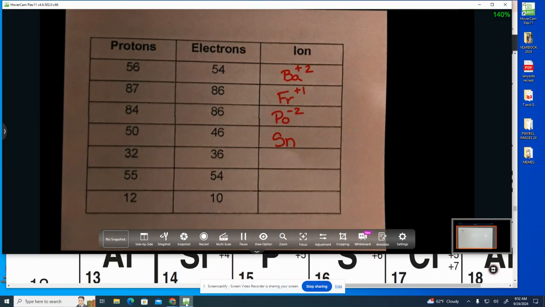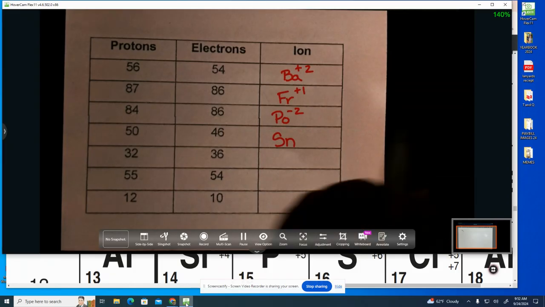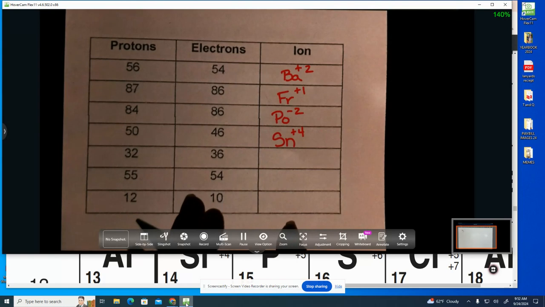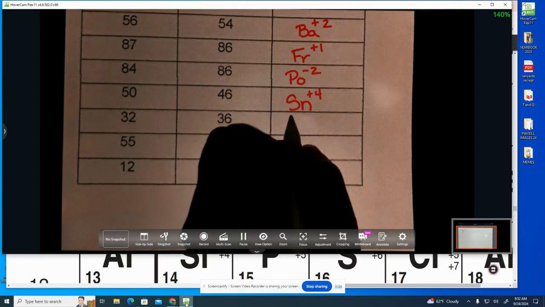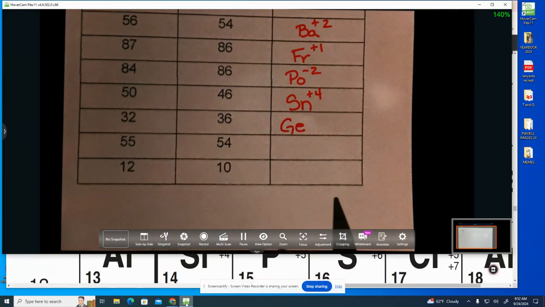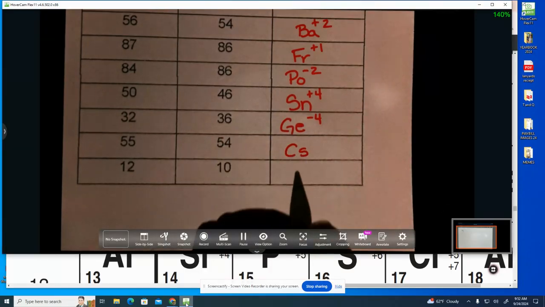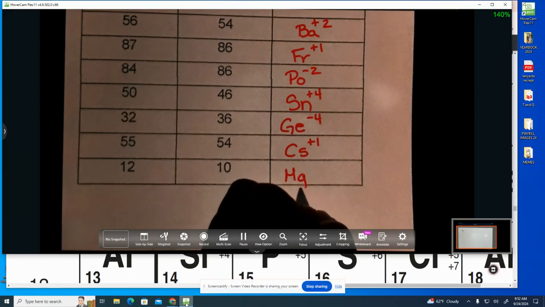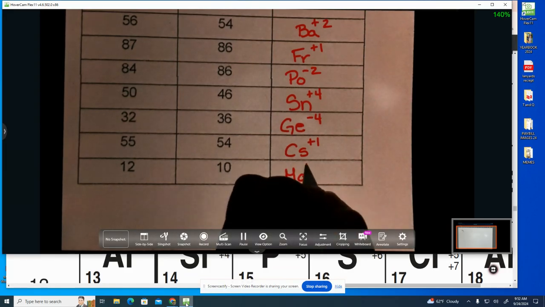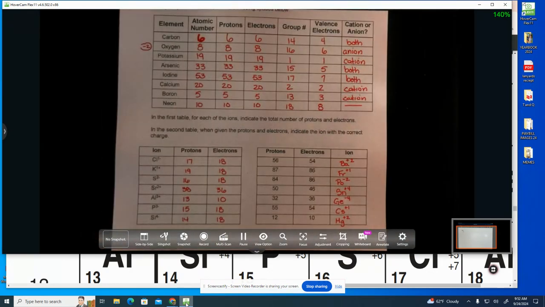Okay, 50 and 46. Tin, Sn is tin. What's its charge? +4. All right, 32 and 36. What's 32? Germanium. And it looks like it's going to have a -4 charge. 55 is going to be cesium with a +1 charge. All right, last one. Number 12 is magnesium. What's its charge going to be? +2.